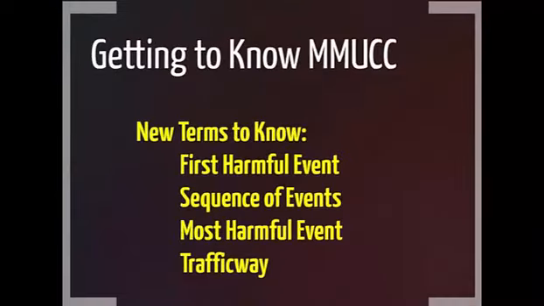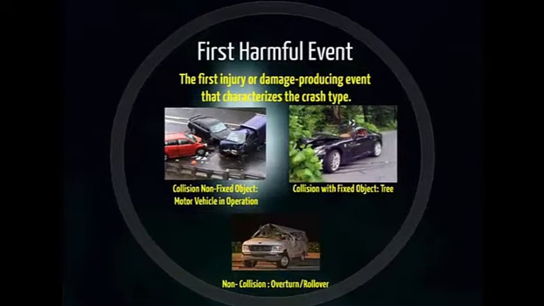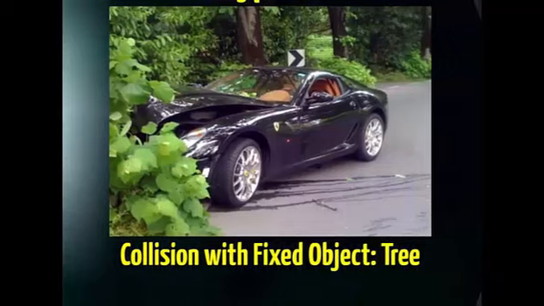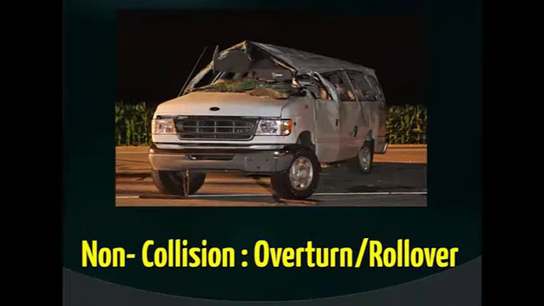With a new form comes new terminology. There are a few key terms that may not be obvious, but that you should understand. First harmful event is the first injury or damage-producing event that best characterizes the crash type. For example, a collision with another motor vehicle in operation, or a collision with a tree, or a non-collision event such as a rollover. Next is sequence of events.